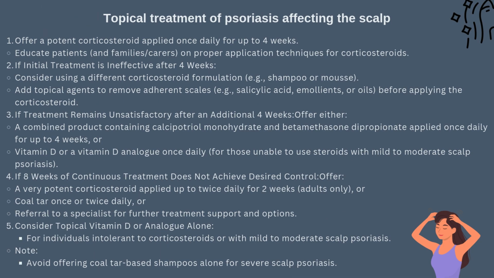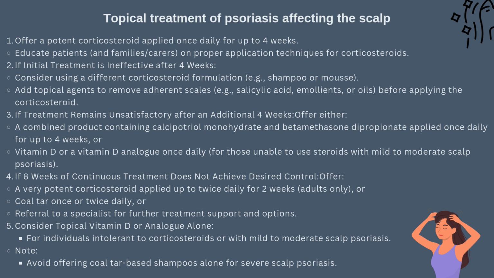Topical treatment of psoriasis affecting the scalp. Offer a potent corticosteroid applied once daily for up to 4 weeks. Educate patients and families/carers on proper application techniques for corticosteroids. If initial treatment is ineffective after 4 weeks, consider using a different corticosteroid formulation, e.g., shampoo or mousse. Add topical agents to remove adherent scales, e.g., salicylic acid, emollients, or oils, before applying the corticosteroid.